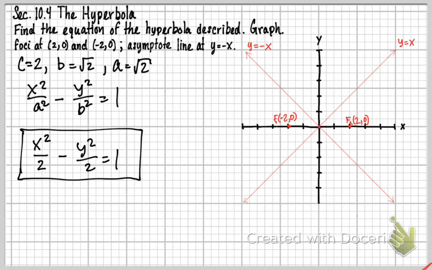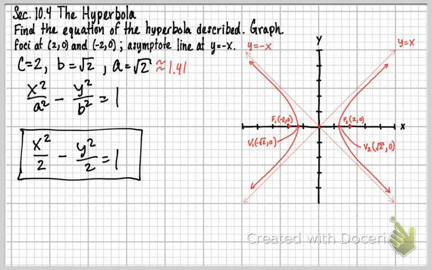So looking at the graph here, I know my a is square root of 2, so I know my vertices. My vertices are going to be square root of 2 away from the center, so I'm going to go to the right square root of 2, and then square root of 2 to the left, and that's going to give me my other vertex. That's what I'm going to graph now. And just remember before I graph this that square root of 2 is approximately 1.41.